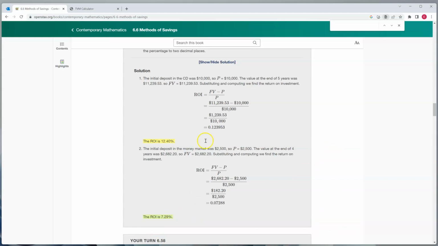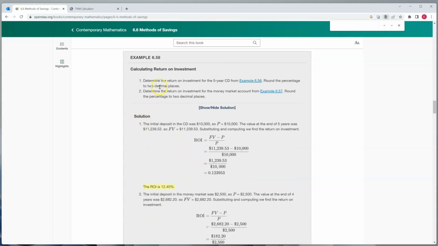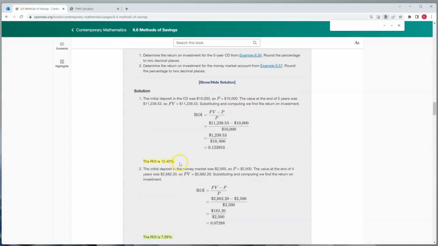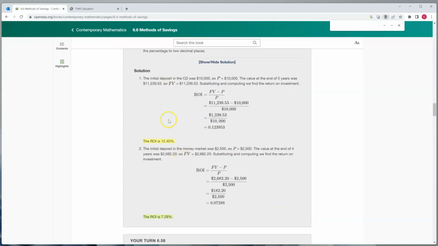And that's kind of so you can compare apples to oranges. Like you don't know anything about these two other than one's a 5-year CD and one's a money market. So the return on investment for the CD was greater than that of the money market. So you're better investing in the money market.